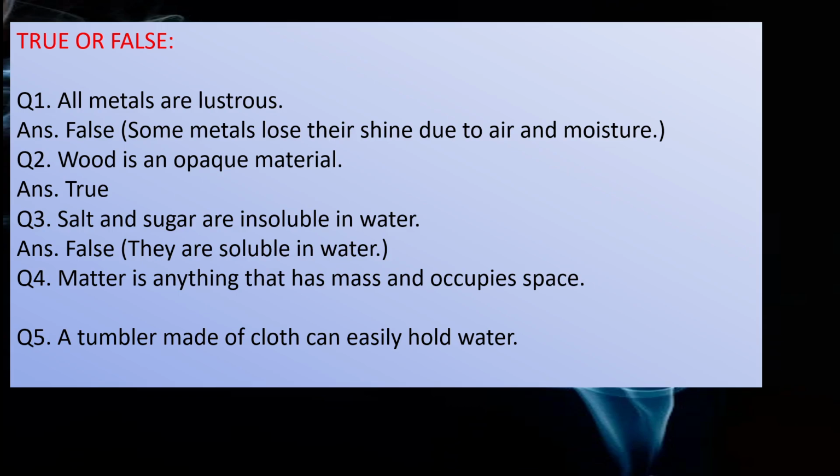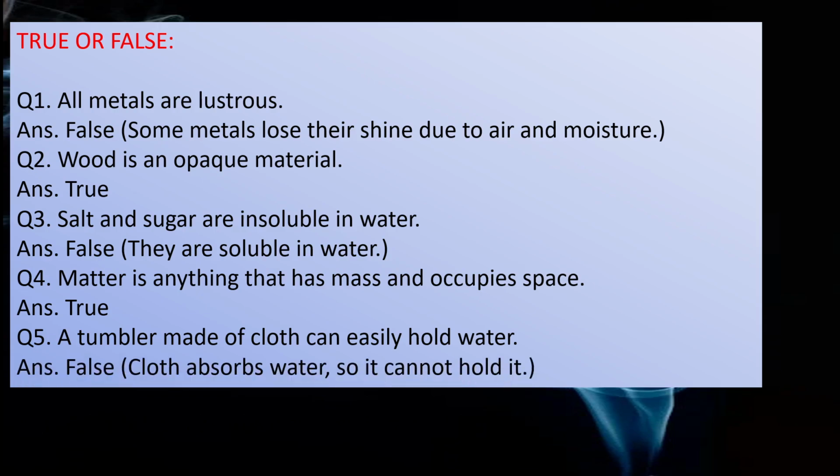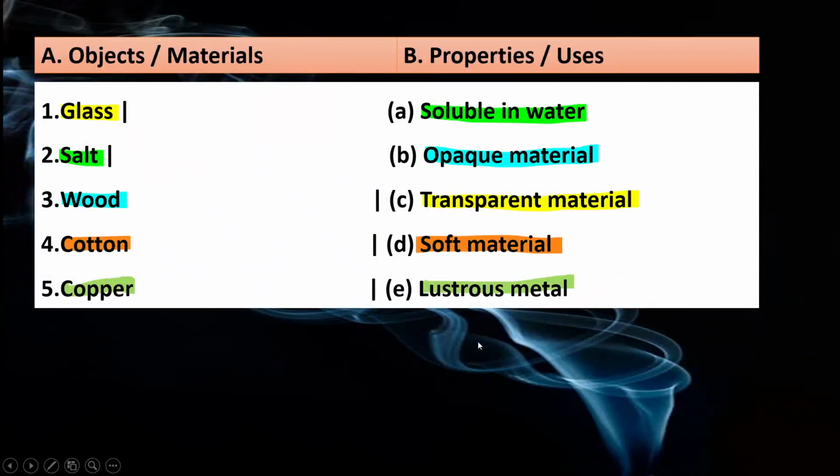Question number 4. Matter is anything that has mass and occupies space. True. Question number 5. A tumbler made of cloth can easily hold water. False. Cloth absorbs water, so it cannot hold it. Match the following objects and their properties, materials and their uses. Glass, transparent material. Salt, soluble in water. Wood, opaque material. Cotton, soft material. Copper, lustrous metal.